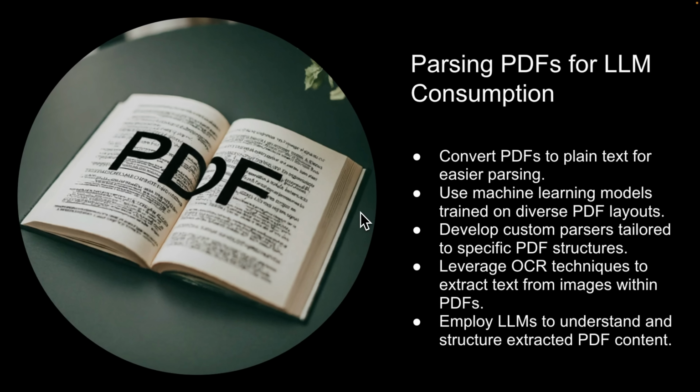Now, to make a PDF LLM ready, there are a number of approaches that people have been exploring. There are approaches to convert PDFs to plain text for easier parsing, then use machine learning models to detect the layout of your PDF, then use optical character recognition, or OCR, models to detect text on the PDFs, right? So it's actually a cumbersome task, which is prone to errors.